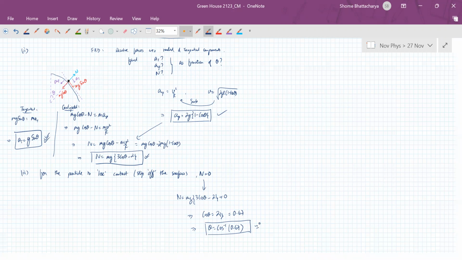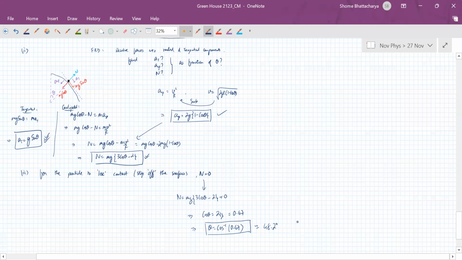Let me just check. Yeah, 48 degrees, almost 48.2 degrees. So a little bit more than 45 degrees it will go to, and then lose contact with the surface. As it loses contact, from there it will fall in a projectile motion instead of continuing in a circular path.